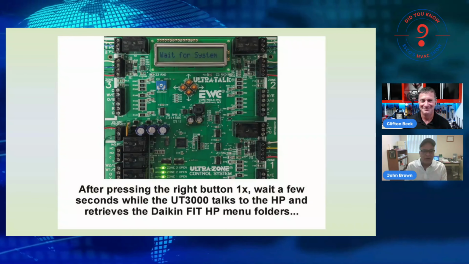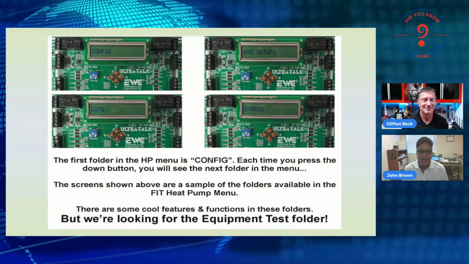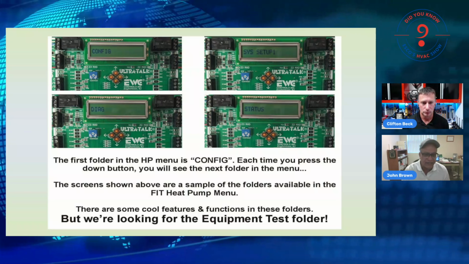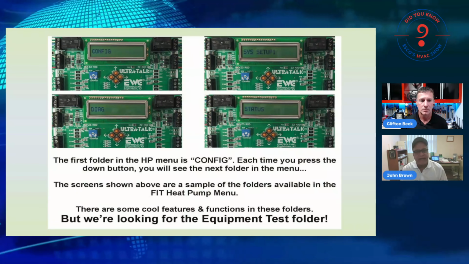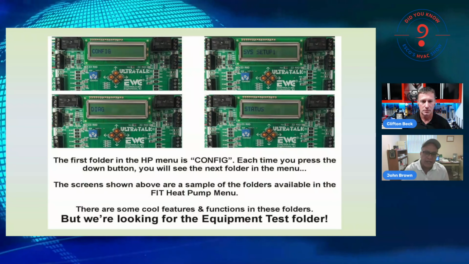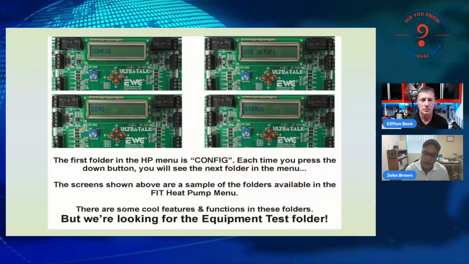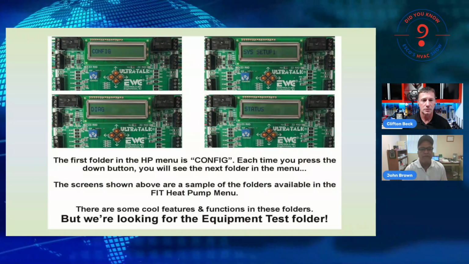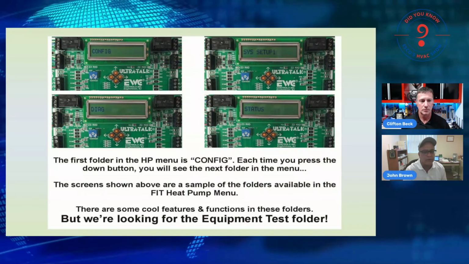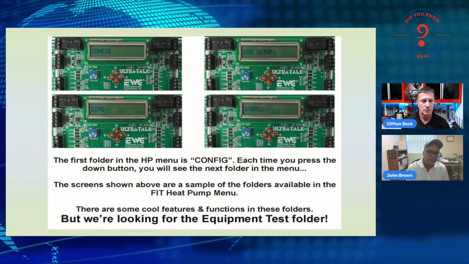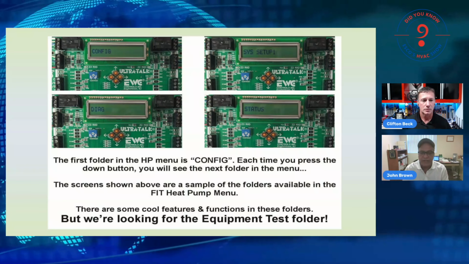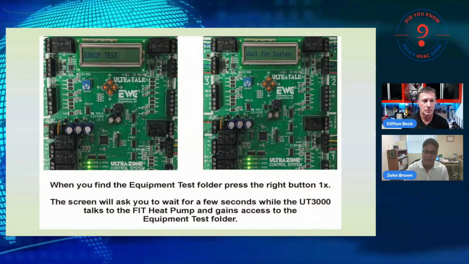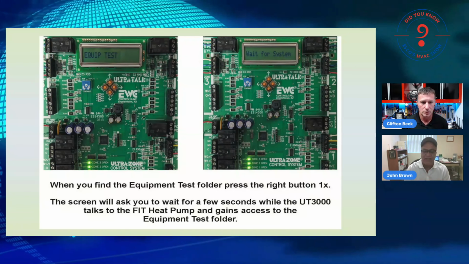So it only takes a few seconds and the screen will change. The very first folder you'll see is the configuration folder. If you keep hitting the down button, you'll see the diagnostic folder. Notice that a lot of these folders are abbreviated. Keep hitting the down button and you'll find the system setup number 1 folder, status, system setup number 2 folder, all kinds of cool stuff to access. But keep hitting the down button because we're looking for the equipment test folder, and there it is.